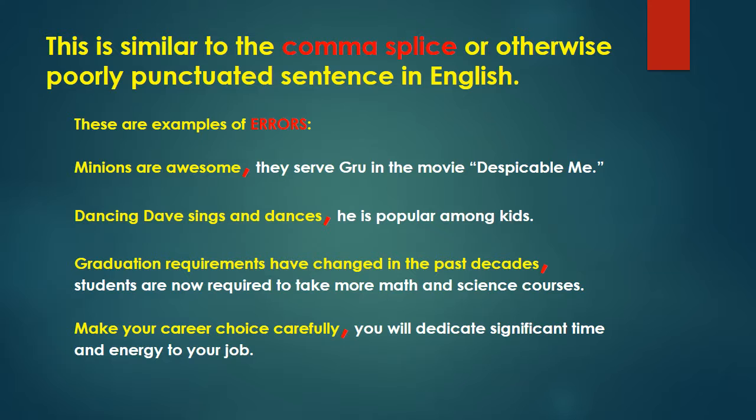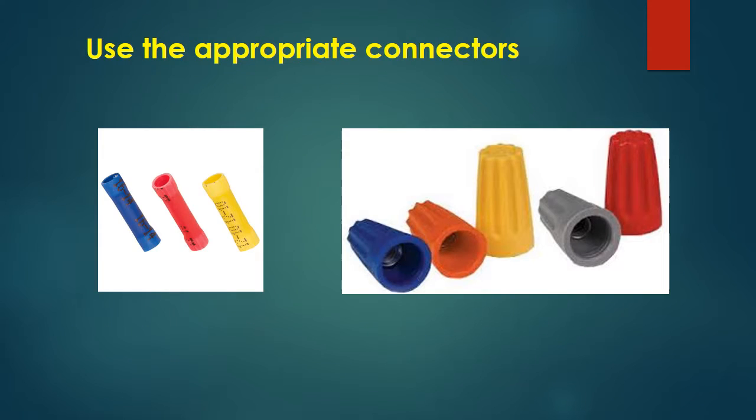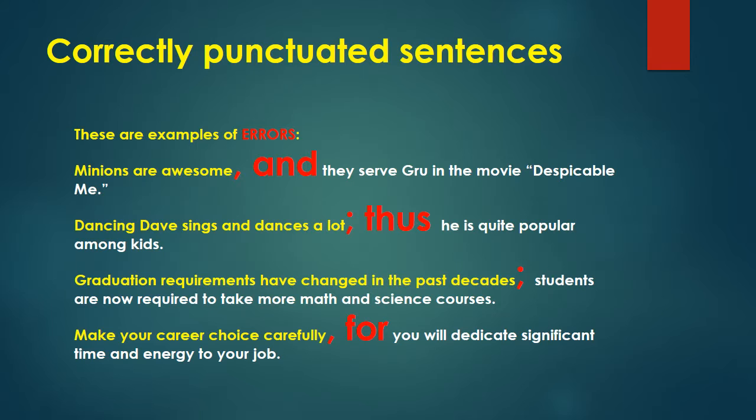Or, make your career choice carefully, you will dedicate significant time and energy to your job. With just a comma, again, this is a comma splice. It's getting a little redundant, but the point is that you want to use the appropriate connectors. If you had your television set and you had two wires and you're trying to get them connected, if you didn't use the appropriate connectors, you wouldn't have as much stability there. And some of you who have worked maybe on cars or on actual electrical devices may recognize these. But our connecting words in English are the analogy.